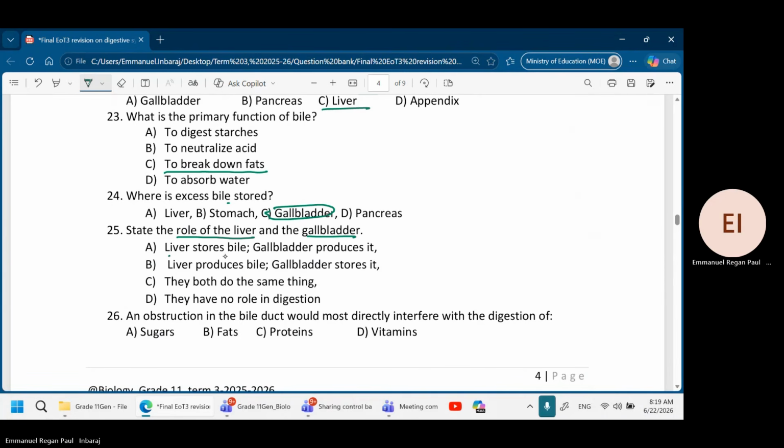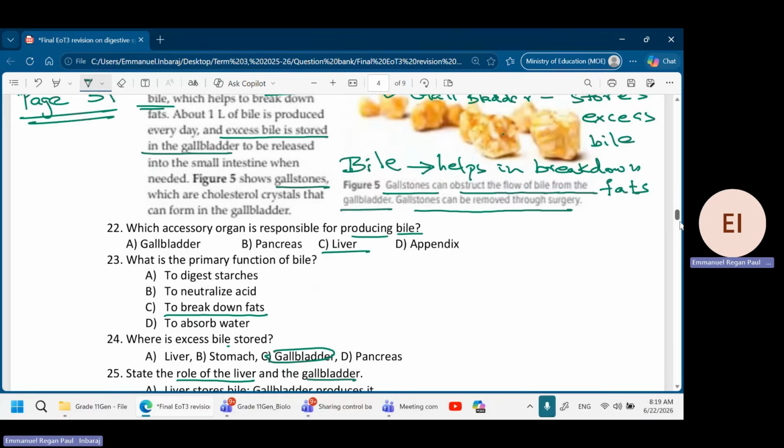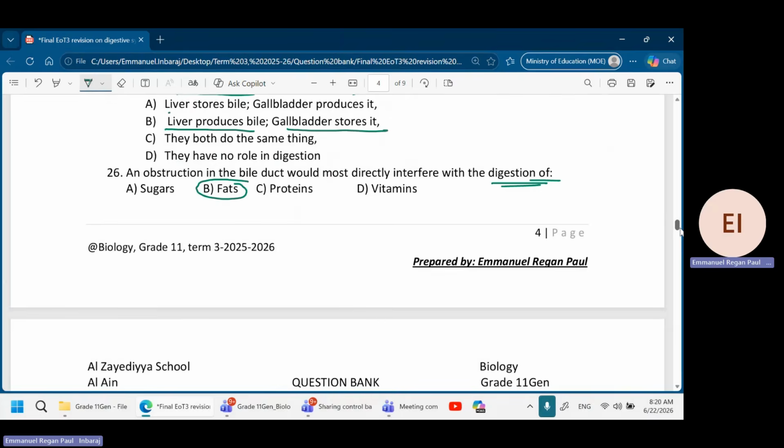Question 25: What is the role of liver and gallbladder? Liver produces bile, gallbladder stores it. An obstruction in the bile duct would most directly interfere with the digestion of what? What will happen if the bile duct is closed? The bile will not be released, so the fat cannot be digested. We know bile helps in fat digestion, so this will affect the fat digestion.